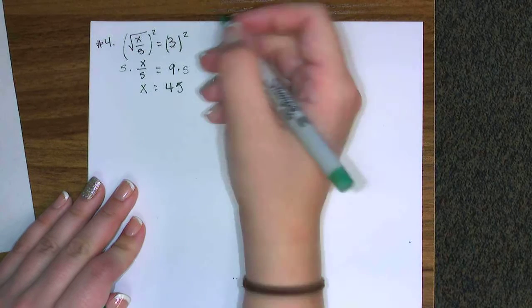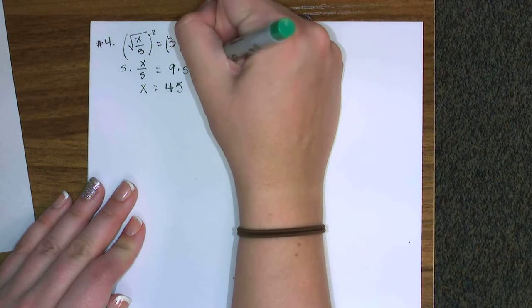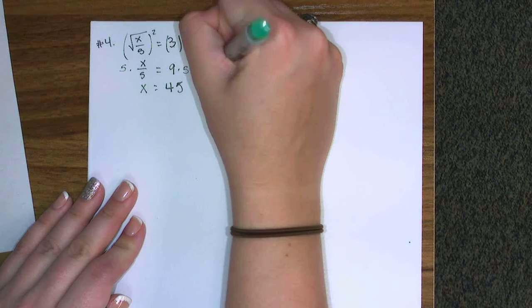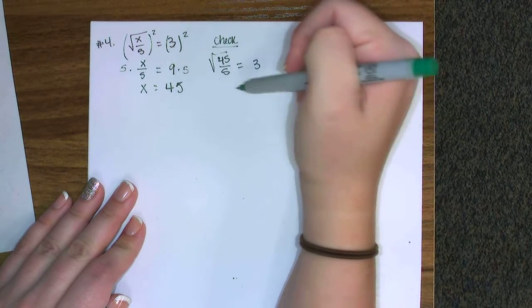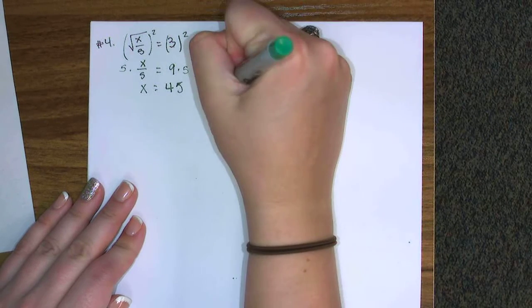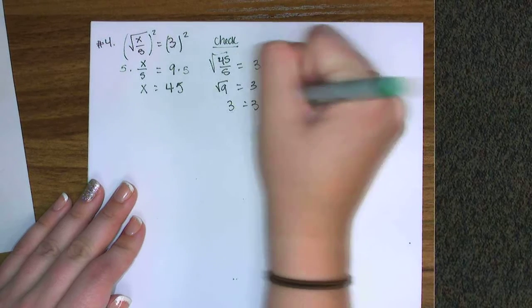And then I just need to check it to verify. The square root of 45 over 5 is equal to 3. 45 divided by 5 is 9, so the square root of 9 is equal to 3. And the square root of 9 is 3, so 3 is equal to 3, so we're good.